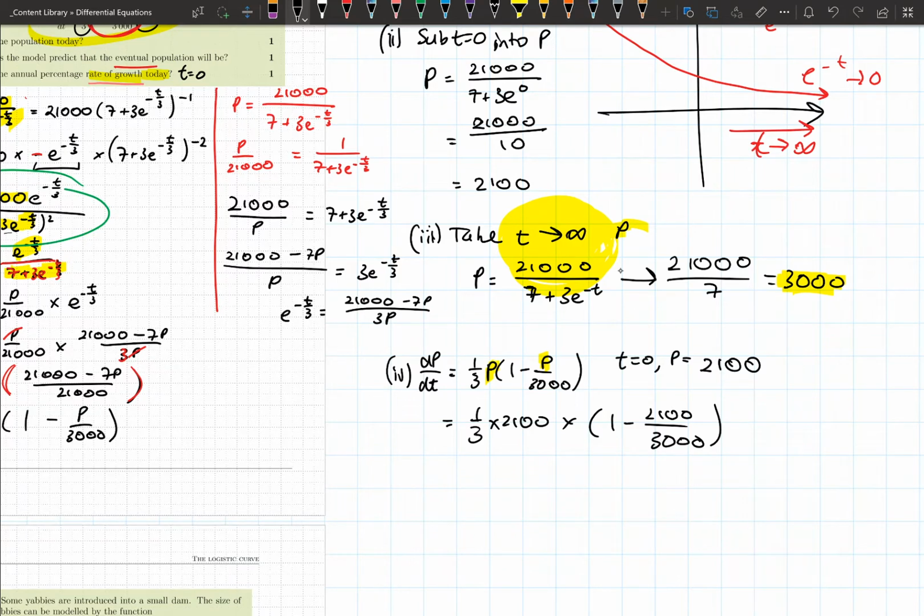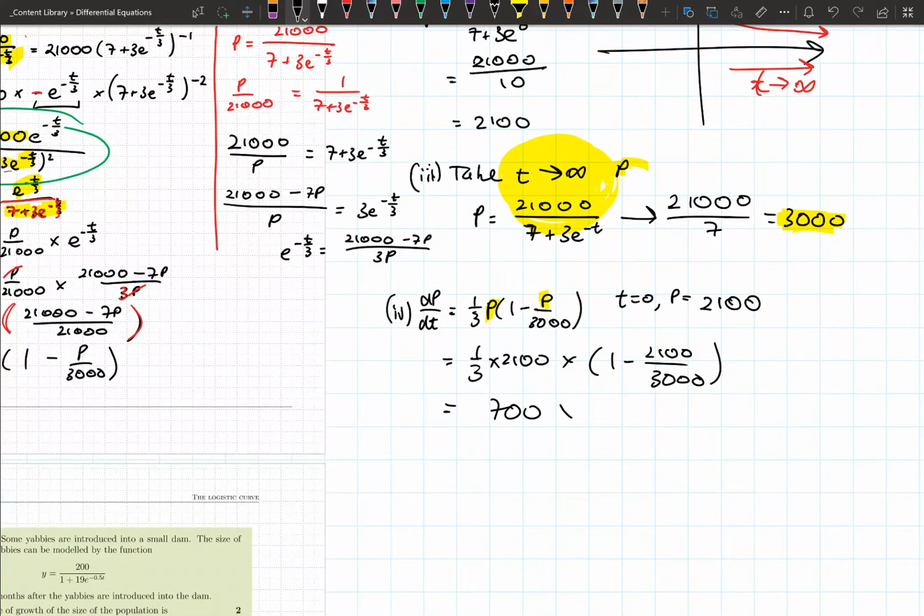Are you cool with that? And it's so easy. So here, this is just 700 times... this should be... what are we left with? This is 1 minus 7 over 10. So that's 3 over 10, which will give me 210. So that's telling me that the annual rate of growth at the beginning is 210 elephants per year.